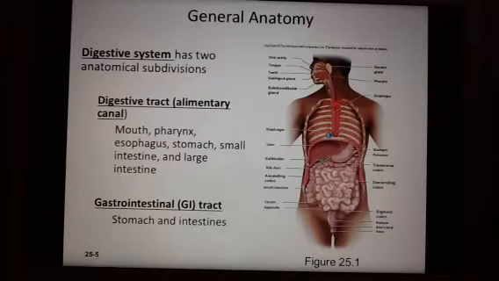The digestive system overall has kind of 2 subdivisions if we're just looking at the anatomy. So the top half is the digestive tract. It's often called the alimentary canal. That includes the mouth, pharynx, esophagus, stomach, small intestines, and large intestines. And then the GI tract, or the gastrointestinal tract, just includes the stomach and intestines. So I'll just be honest, I think alimentary canal gets used a little bit more, but just so you know the difference between those 2 terms.